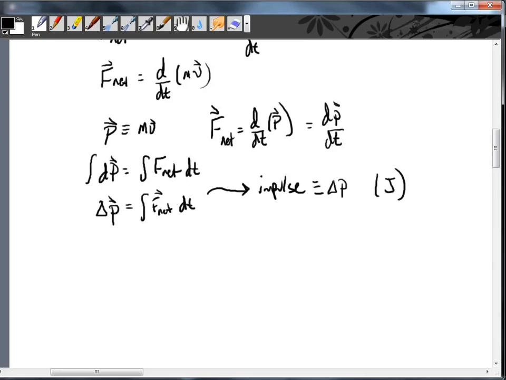And this right here, this idea, is the impulse-momentum theorem.